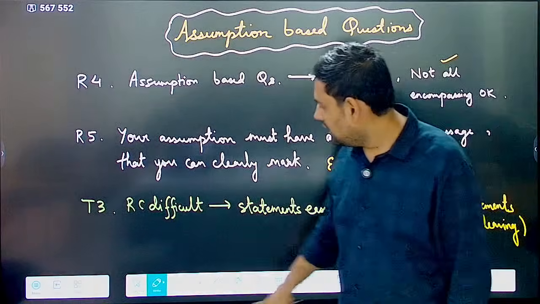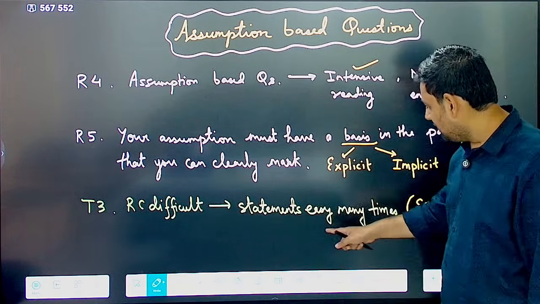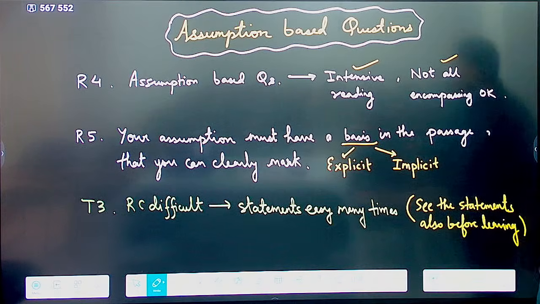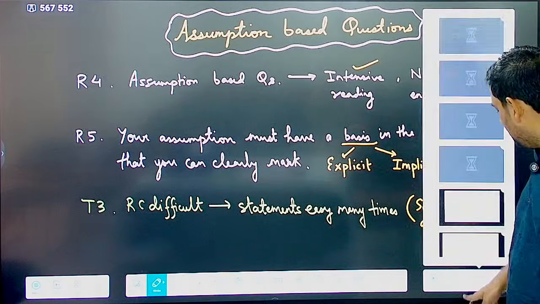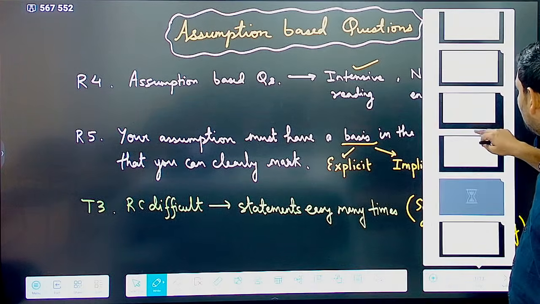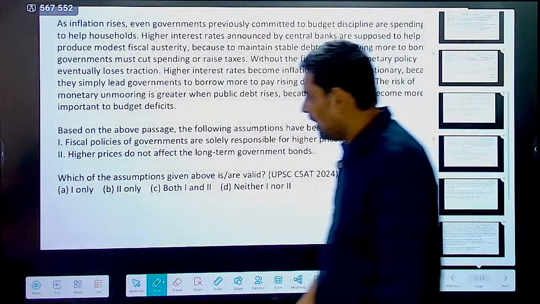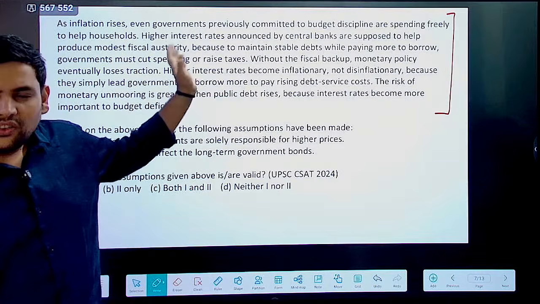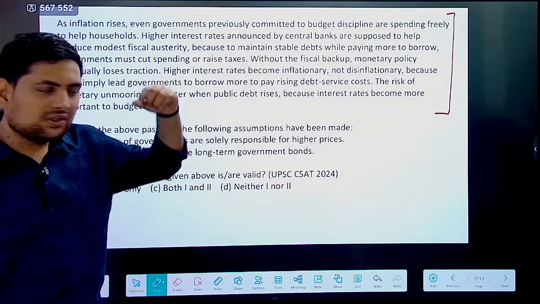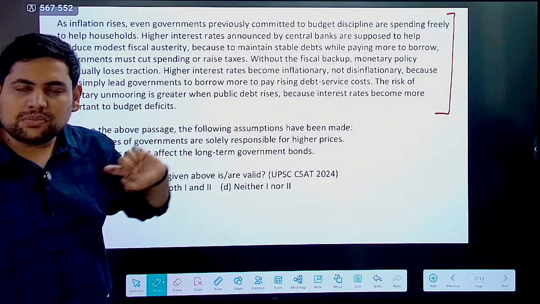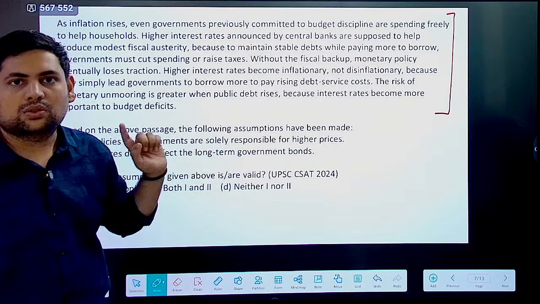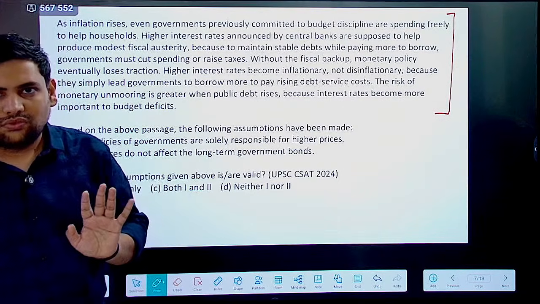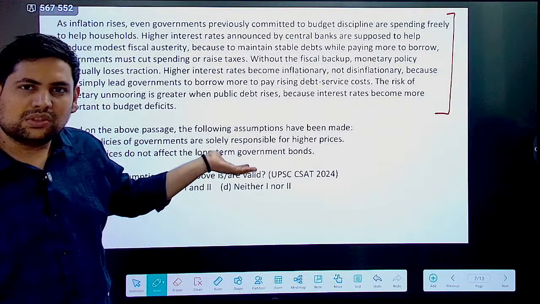See this. If RC is difficult, statements are many times easy. So see the statements also before leaving. If you started reading the passage and it seemed very difficult, if you think this is a very typical passage, just by reading a few lines you understand that it is going very complex, then you read the statements also. If the statements are also complex, which is a rare phenomenon, then you just leave it. It is not worth the time. It will take like 2-3 minutes. It is not worth the time.